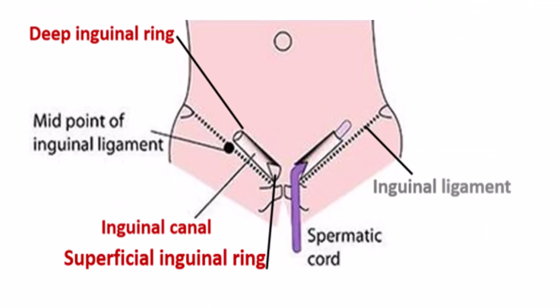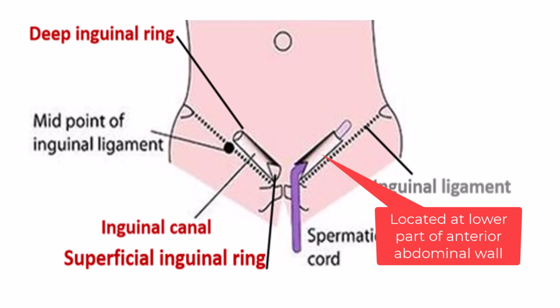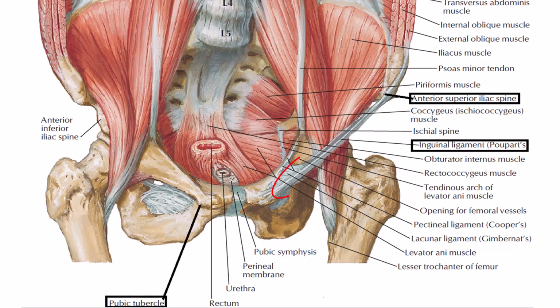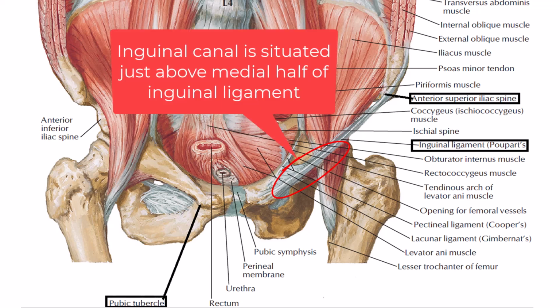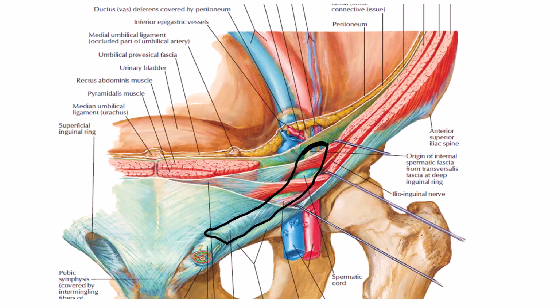This inguinal canal is not straight. This is an oblique passage, you know. Why is it oblique? It also has great clinical significance that I will cover later on. So this oblique passage is 4 centimeters or 1.5 inches, and it's located in the lower part of the anterior abdominal wall. For the inguinal canal, you have to focus on the medial half of the inguinal ligament. It's situated above the medial half of the inguinal ligament, as you can see in this image as well. It's oblique, so that's why it's directed downward, forward, and medially.